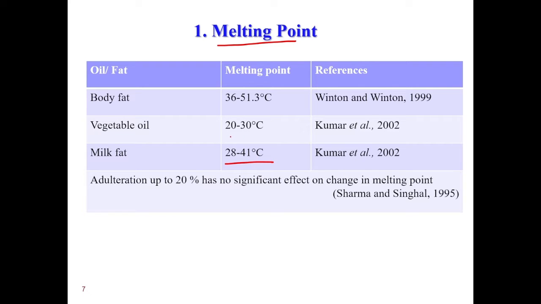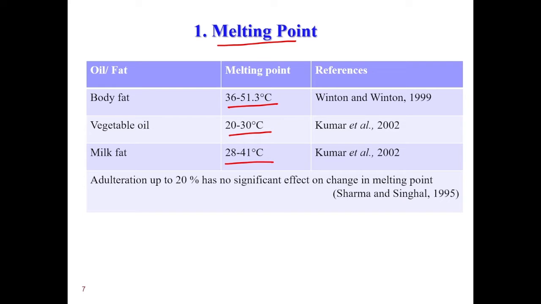Now vegetable oil obviously has a lower melting point, as can be seen, 20 to 30 degrees Celsius, whereas body fat has a higher melting point ranging from 36 to 51.3 degrees Celsius. So by this method, detection of adulteration of vegetable oil and body fat in ghee at less than 20% is not possible, because of the variable composition of the triglycerides present in the milk fat range. So again, repeating, ghee does not have a sharp melting point.